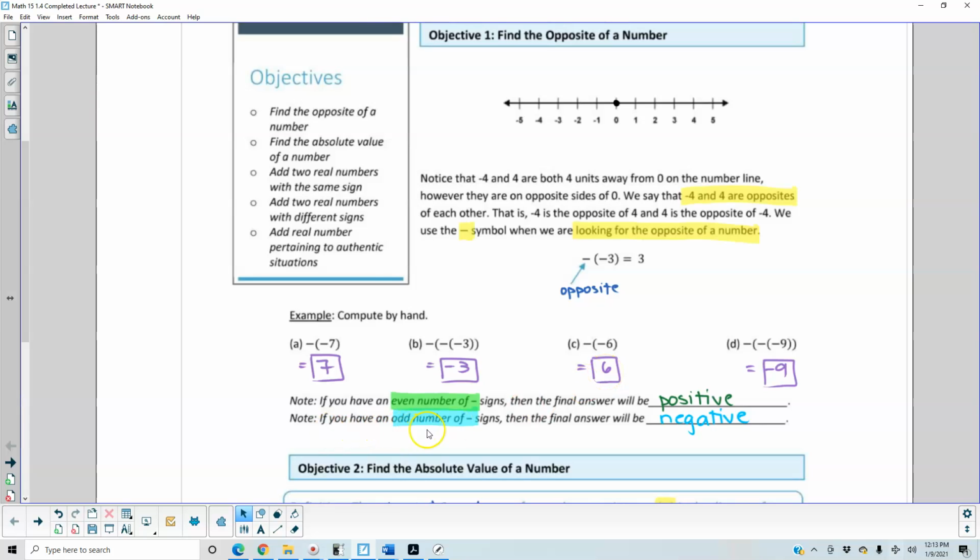Note that if you have an odd number of negative signs, then the final answer will be negative. So here we have an odd number of negative signs, which gives us a negative result. Odd number of negative signs gives us a negative result.